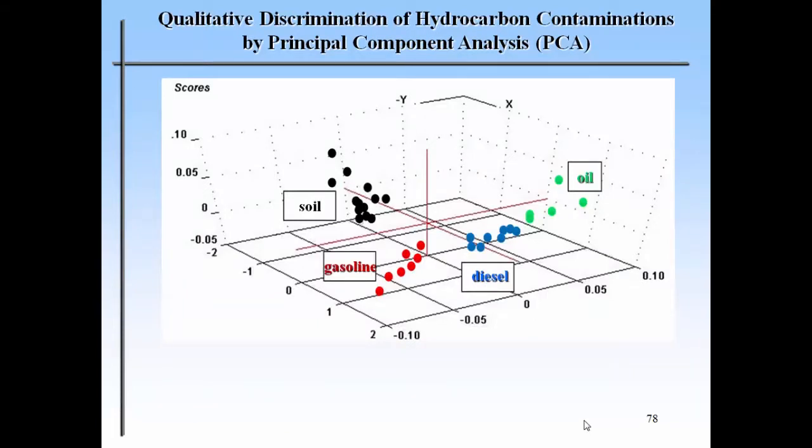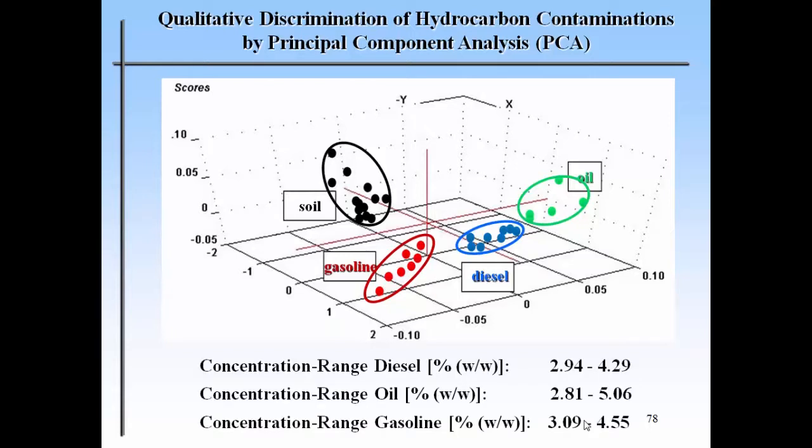And this is a score plot of the principal component analysis. And you see, you can relatively nicely discriminate the clusters of the pure soil from the gasoline. This is a little bit more difficult because diesel and oil is very similar. But it is possible to discriminate it as long as your concentration has a certain value. So above about 1.5% contamination, you can discriminate diesel from oil.